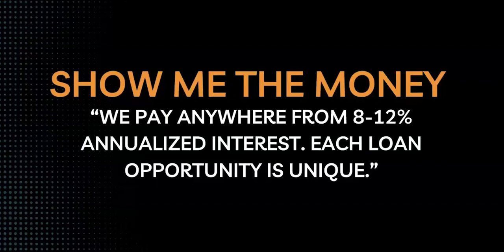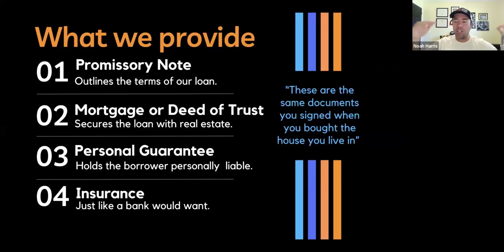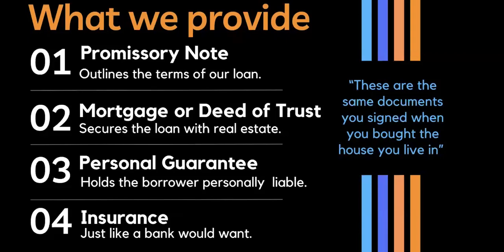We pay anywhere from 8 to 12% annualized interest. Each loan opportunity is unique. Here's what we provide just as a start. There's more to it than this, but if I'm talking to someone in an elevator, literally, I don't have a lot of time to go through everything. This is how I show them that it's different than a handshake loan or verbal agreement. No, that's not what we do. We provide documents drafted by lawyers and professionals, a promissory note. We provide a mortgage or a deed of trust. We provide personal guarantees. We provide insurance, just the same way that a bank would want.